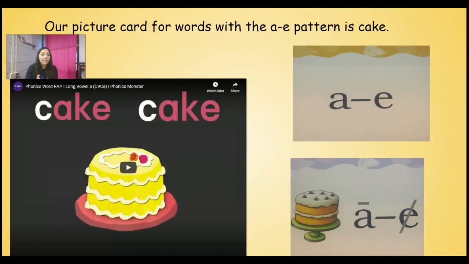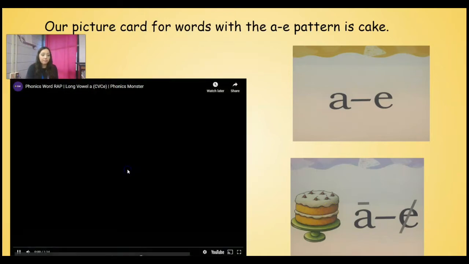All right, so our picture card for words with that A consonant E pattern is cake. So when we see this, we're going to say A consonant E. A sneaky E, but A consonant E pattern is cake because we hear cake. So we're going to go over some new words by watching a short little video.